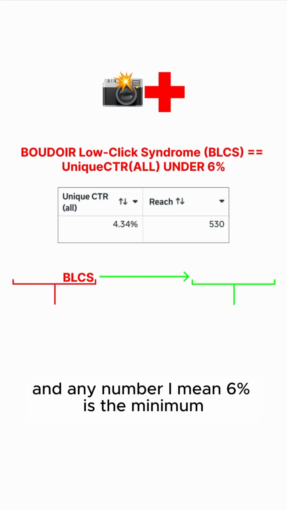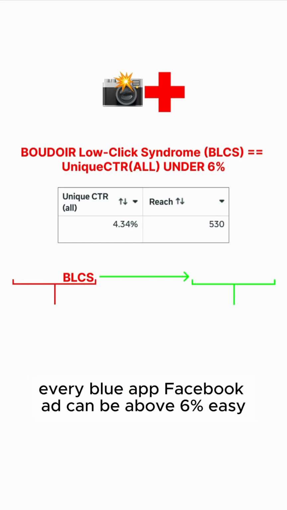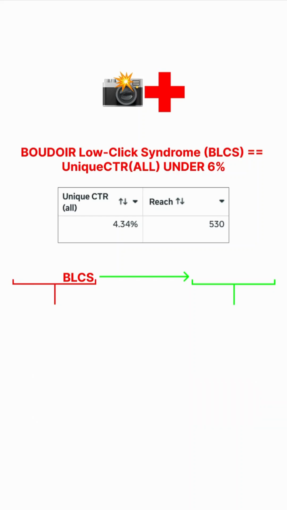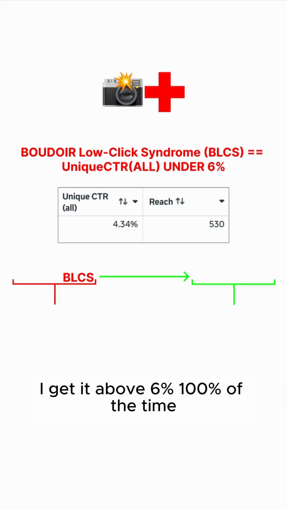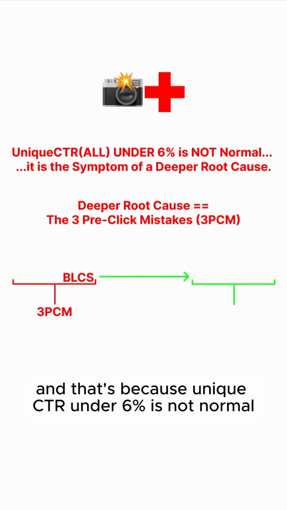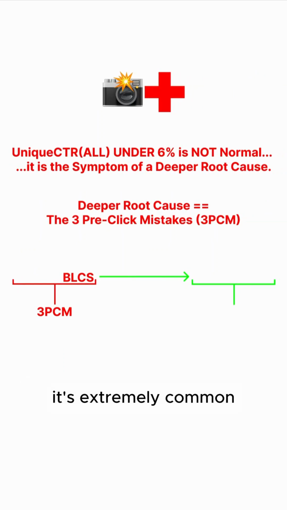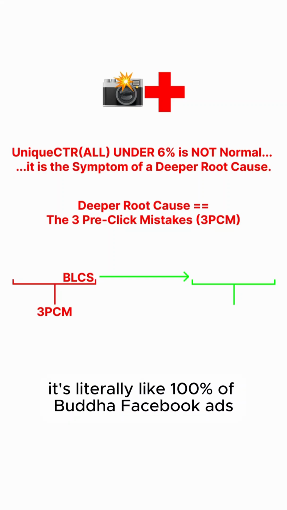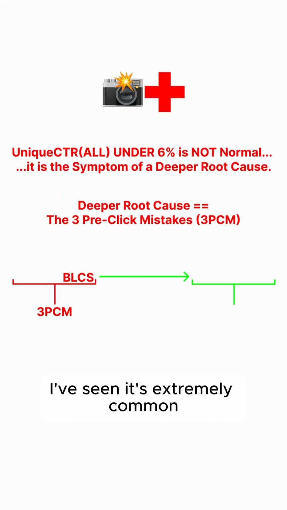And 6% is the minimum. Every Boudoir Facebook ad can be above 6% easy. Even if I put in no effort, I get it above 6%, 100% of the time. So below 6%, we got issues, and that's because unique CTR under 6% is not normal. It's extremely common, it's literally like 100% of Boudoir Facebook ads I've seen, but it's not normal.